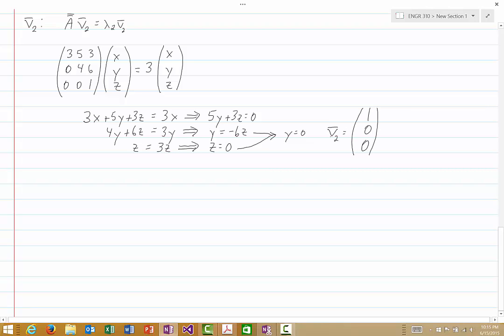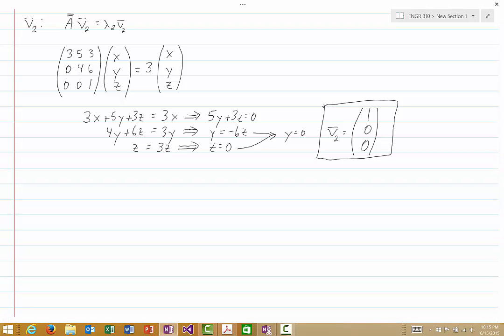And I'll just choose 1, 0, 0. We have to have y equals 0. We have to have z equals 0. But x can be anything. And of course, we don't want it to be 0 because we never want the zero vector. That is, we never want the vector that is all zeros. We never want to consider that as an eigenvector. So we'll choose 1, 0, 0.